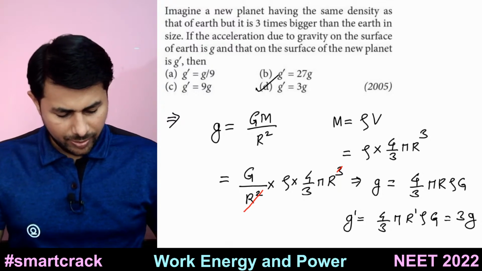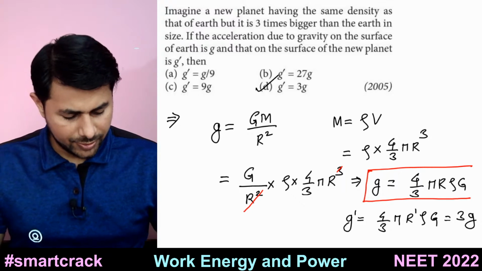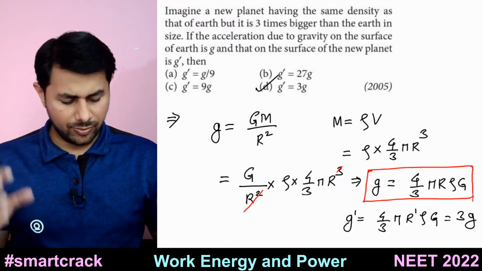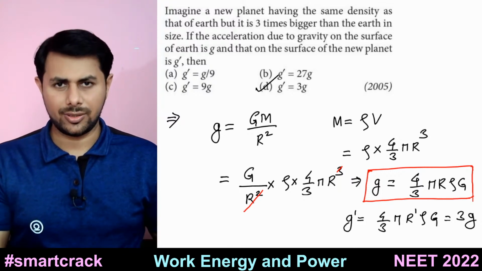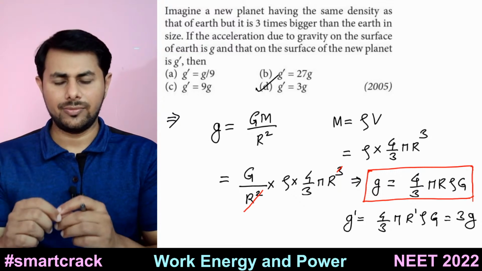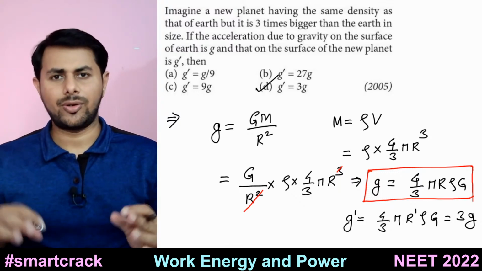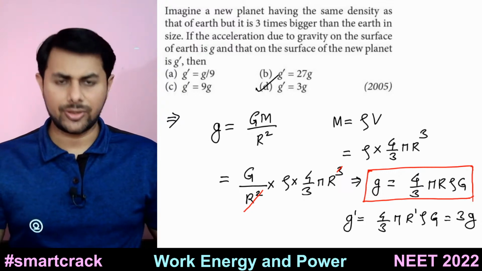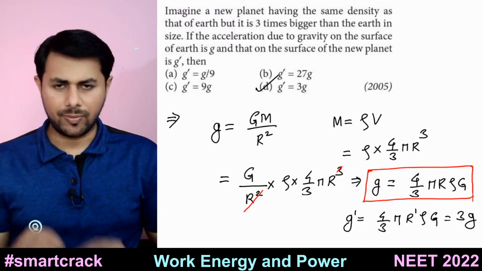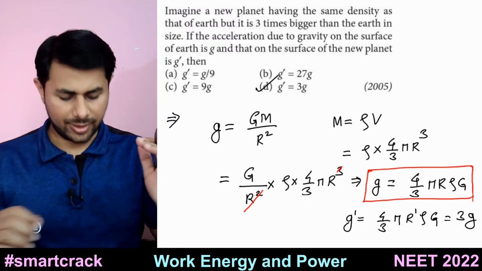So if we memorize this formula also, g equals 4 by 3 pi r rho G. Okay, it is the acceleration due to gravity from Earth's center to the radius of Earth. This formula is applicable, okay, because it is in terms of density. So this formula is applicable from Earth's center up to the radius of Earth.